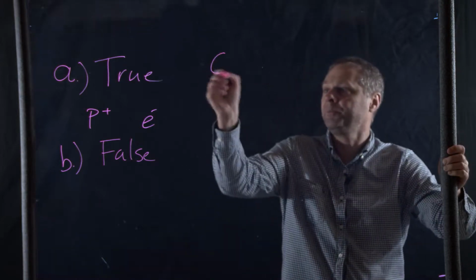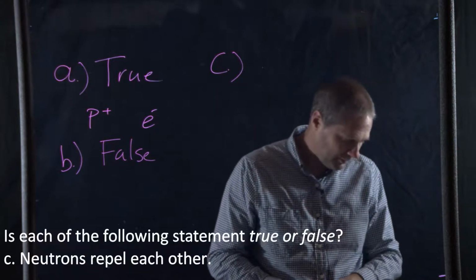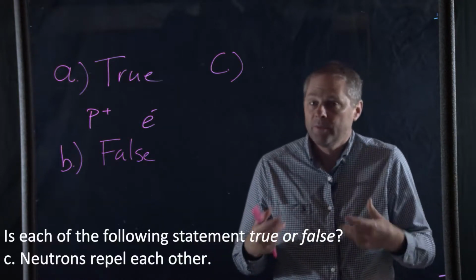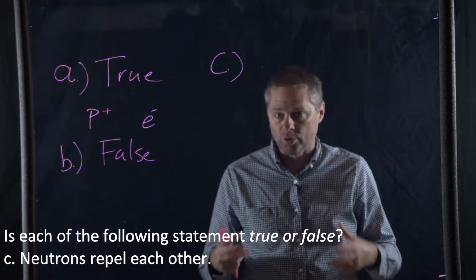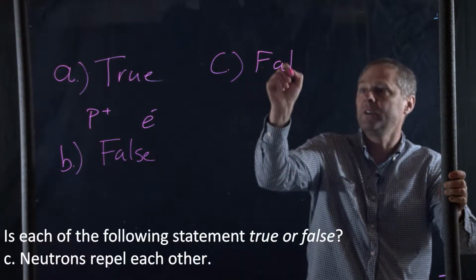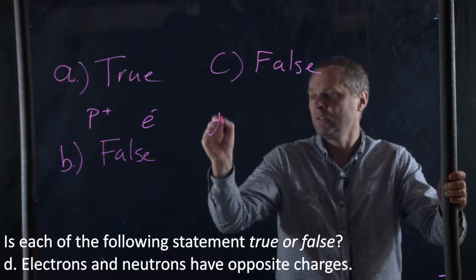For C, the neutrons repel one another. Well, neutrons, their name comes from the fact that they are neutral, so therefore they are not going to repel one another, and so this is going to be a false statement.